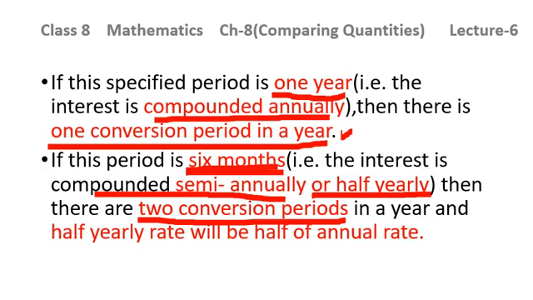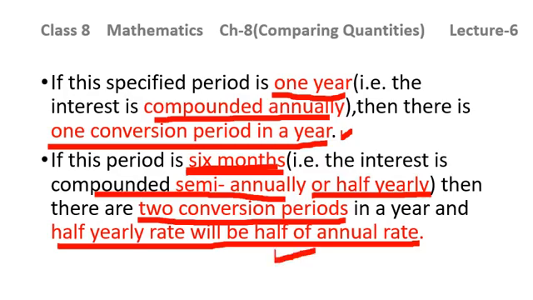We have taken the half of the year, that is half yearly. From the name you can keep in mind that the conversion period is 6 months, and there are two conversion periods in this case. Then there are two conversion periods in a year, and half yearly rate will be half of the annual rate. So there must be an effect on the rate and time also. If I am taking two conversion periods in a year, then rate will be half of the annual rate. This will be more clear to you as I explain in further slides.